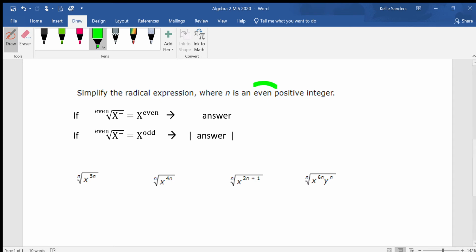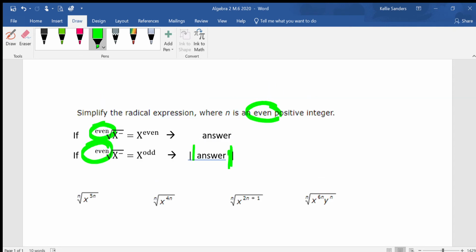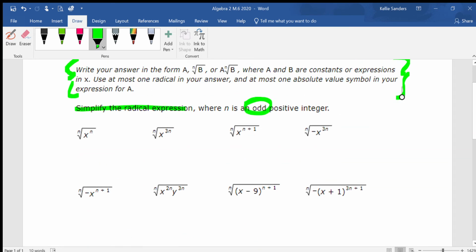But in this case, n is even. So if n is even, that's when we have to worry about absolute value signs. Okay? So let's go back up here where we don't have to think about it and just do the work. If I know that this n goes on top and this n goes on bottom, what's n over n? 1. So it's just x to the 1, or just x.